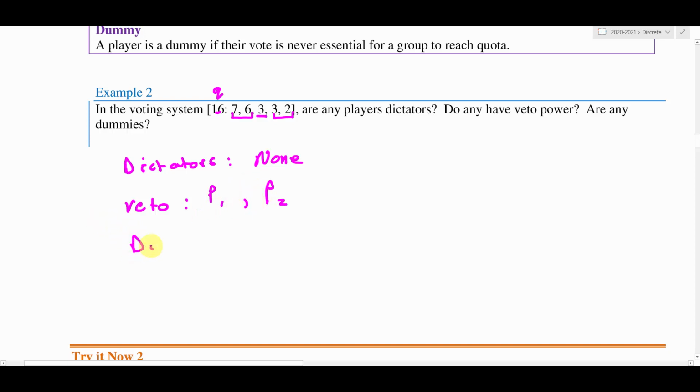Then we're looking for dummies. Is there anybody here who does not have any influence on the election? I would say if anyone's going to be a dummy, it's probably going to be this 2 on the end. And as it turns out, player 5 is a dummy. That is because there is no coalition, no way that you can create a team-up of any of these players where player 5 with his 2 votes is actually essential to any of the voting outcomes.